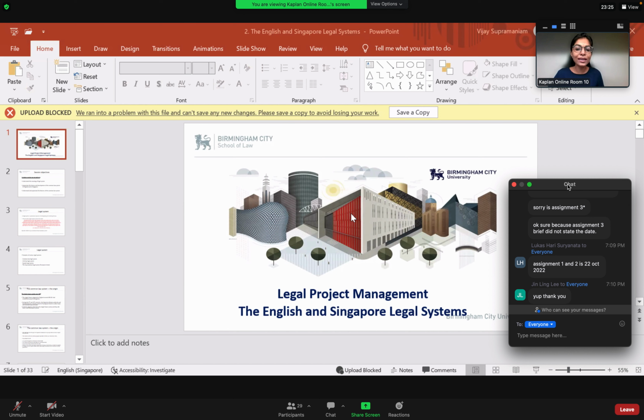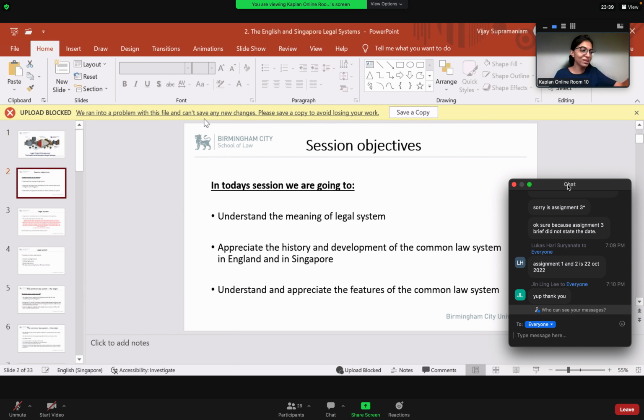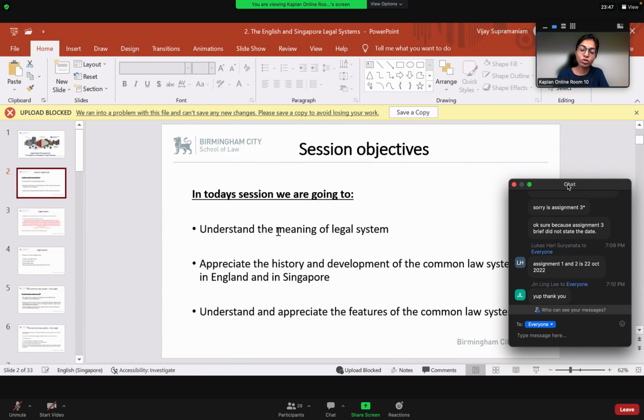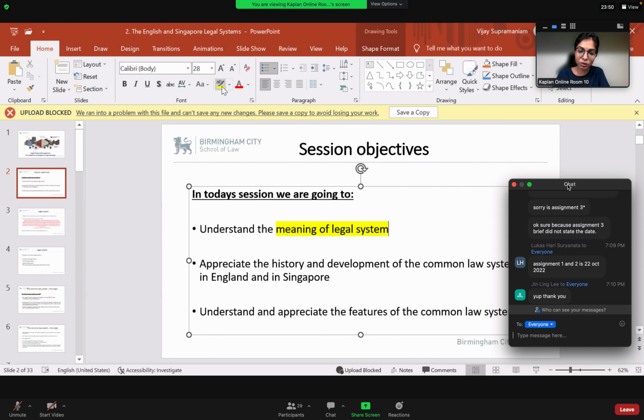Okay. Now, let's start with our first lecture, which is on the English and Singapore legal system. Okay? It's been so long since I taught this topic, the legal system. Okay, so what are we going to go through in this topic here? In this topic, you're going to appreciate the meaning of legal system. I will explain to you what exactly is the definition of legal system. Then this is the historical part. I will explain to you the history and the development of the common law system in UK and Singapore.